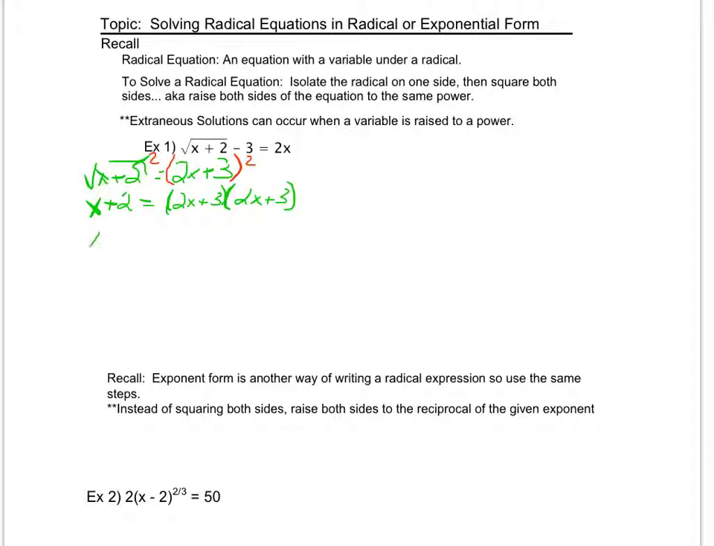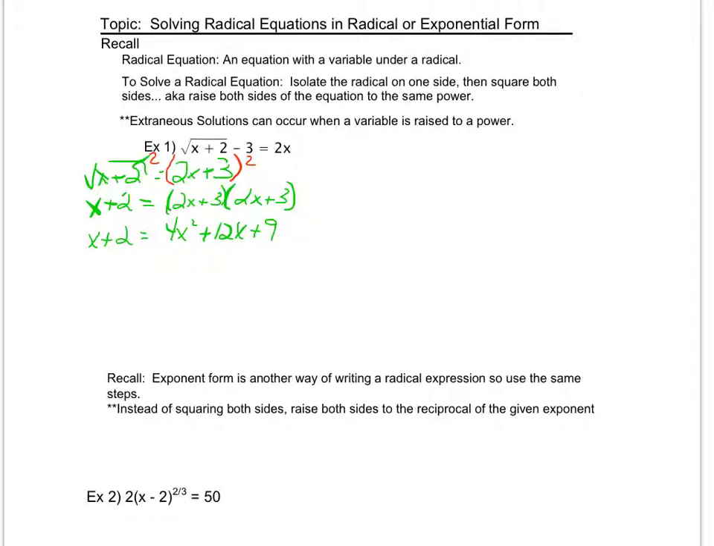Since the purpose of this video is not to learn the FOIL process, I'm going to go ahead and give you the answer for this after foiling. It gets 4x squared plus 12x plus 9. You should already know that. You should be coming into that video with that prior knowledge. So if you are unclear of how I got that, please be sure and talk to me.